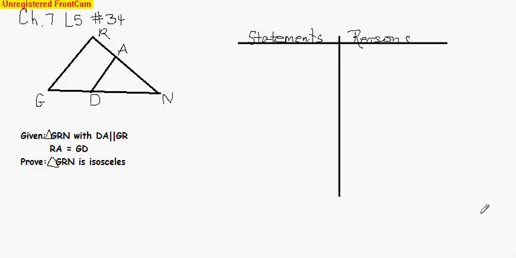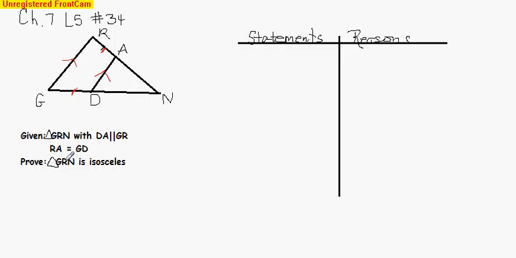Alright, this is the promised problem from Lesson 5, Chapter 7, number 34. We are given a triangle GRN, and they're telling us that RA equals GD, right here, RA equals GD, and they're telling us that DA is parallel to GR. This is actually a really simple proof.